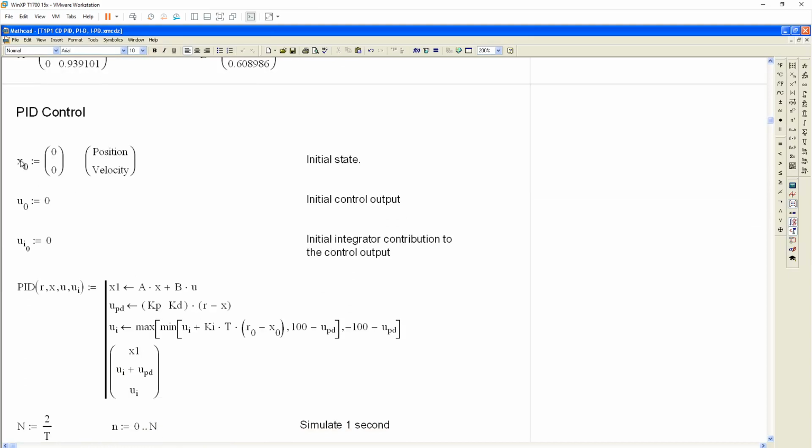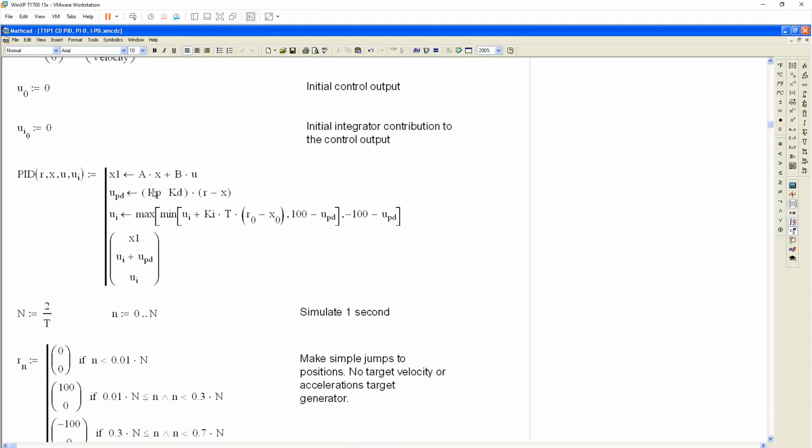My state variable x has the actual position and velocity. This would be what you call the process variable and the derivative of the process variable. This is my PID controller. This is the basic equation for updating the state. Here I'm updating the control output, U, but this is the P and the D terms. So I have the P and the D gains, and that's multiplied by the target position minus the actual position, and the same thing goes with the velocity.